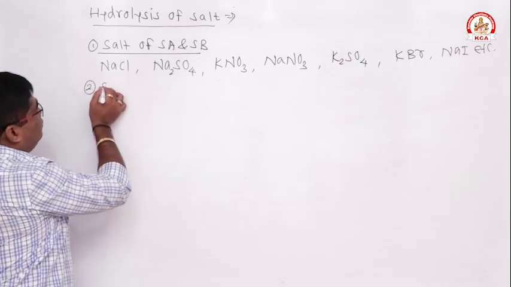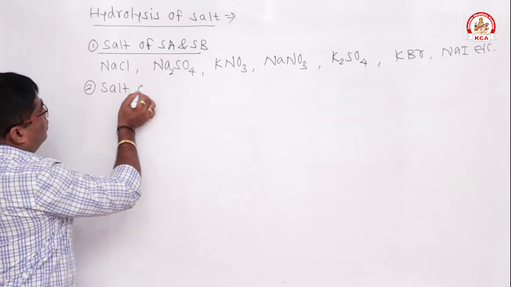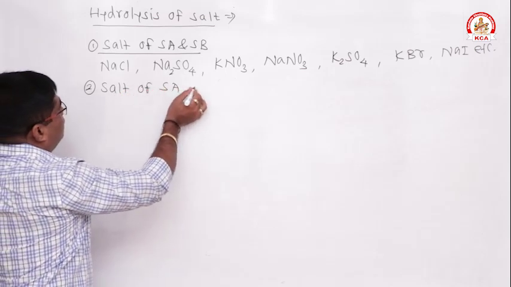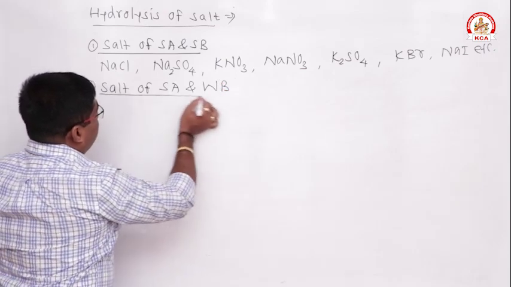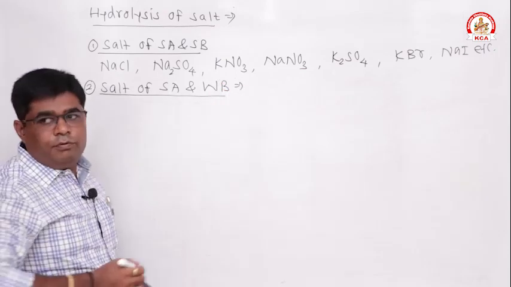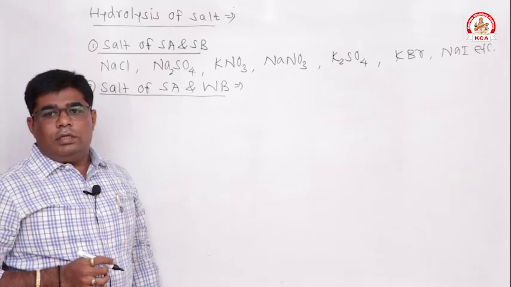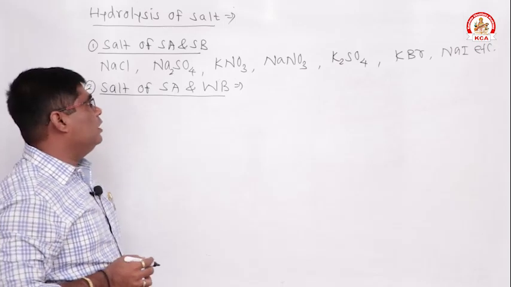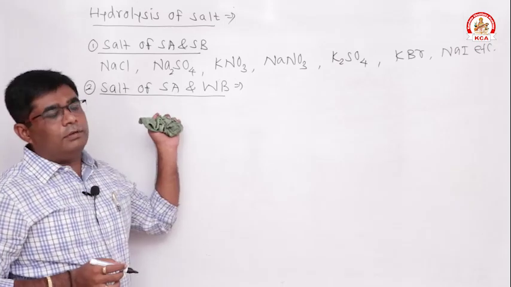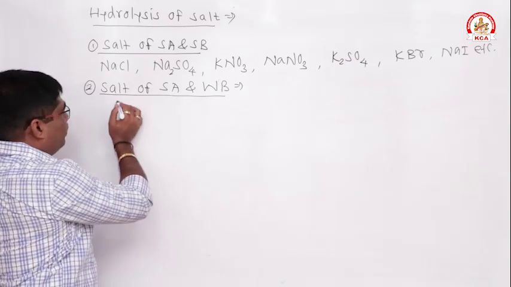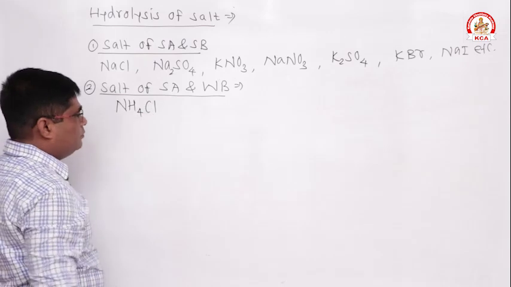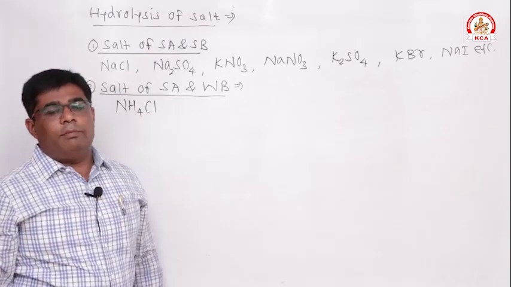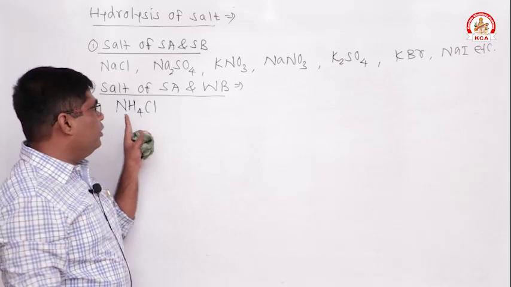Second, salt of strong acid and weak base. So what are the examples of salt of strong acid and weak base? Acid कसा असायला पाहिजे? स्ट्रॉंग. फॉर एक्झाम्पल NH4Cl, ammonium chloride.